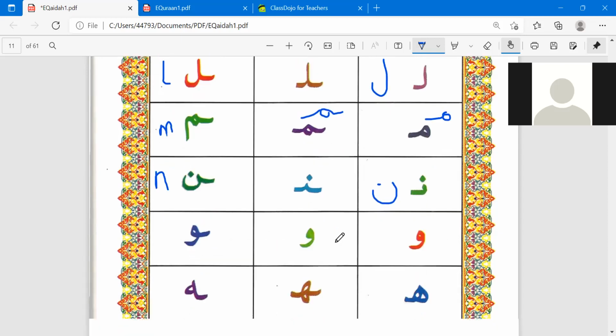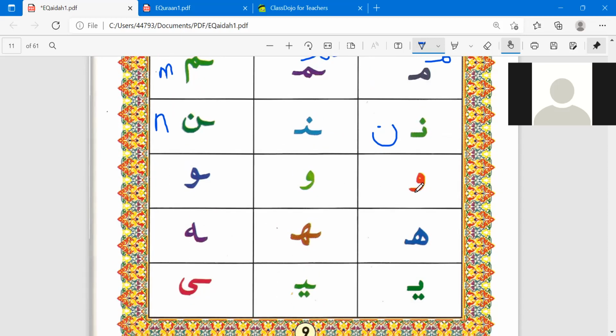Waw. I stop at waw because we can't join any letter after the waw. I'm afraid we can join before, but after we can't join it. Okay, so waw in the middle, waw at the end, and sound what? Waw.